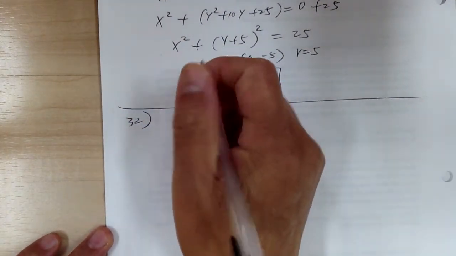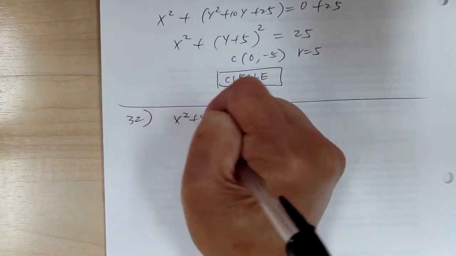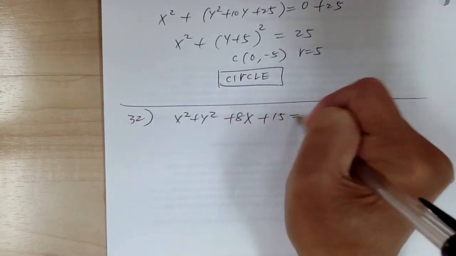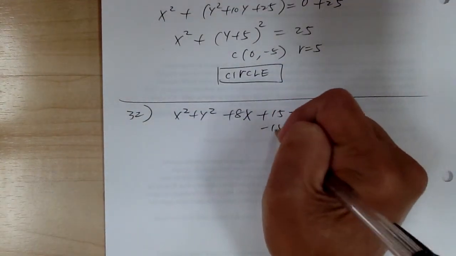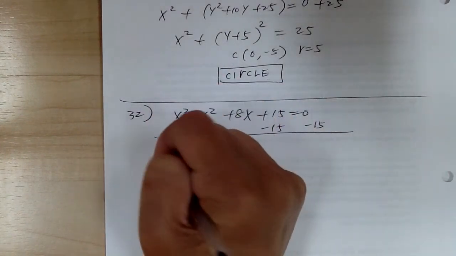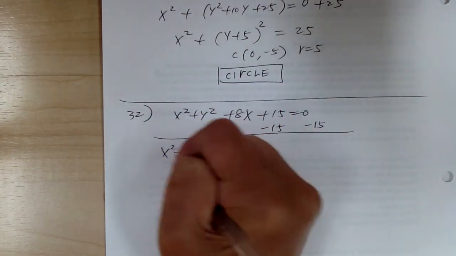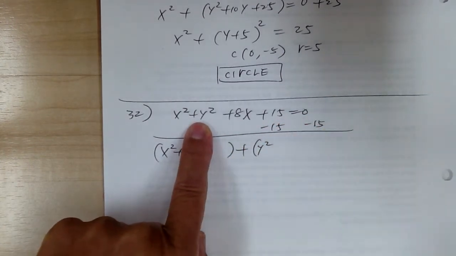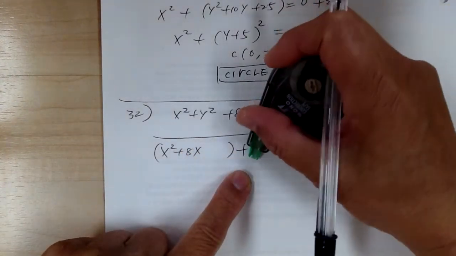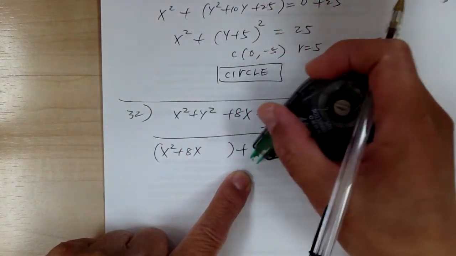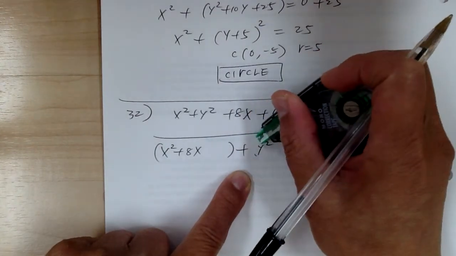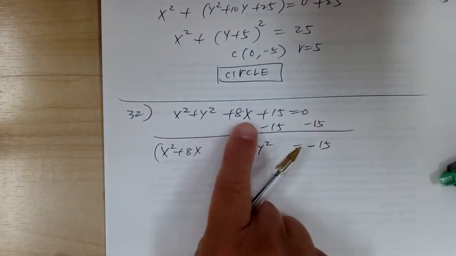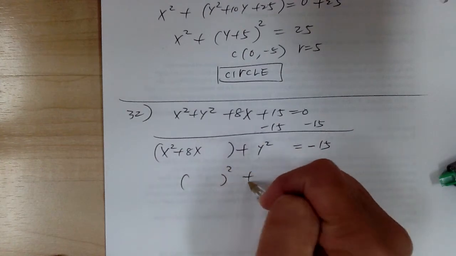Okay, number 32, you have x squared plus y squared plus 8x plus 15 equal to 0. Again, minus 15 to get rid of the number and group your variables. Make sure you leave a space over here. And this one, there's no y variable, so it means you don't have to do y. So double check. Okay, then get your template ready.